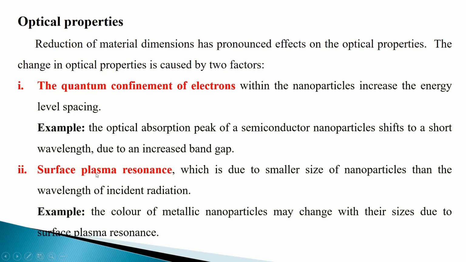Next, the surface plasma resonance. This is due to the smaller size of the nanoparticle when compared to the wavelength of the incident radiation. Because of this, there will be a change in the color. For example, the color of metallic nanoparticles may change when we reduce their size.